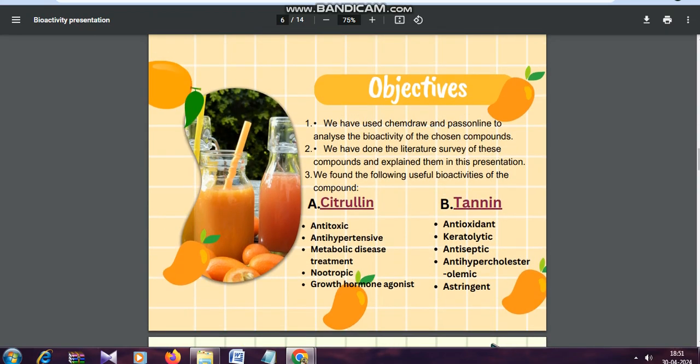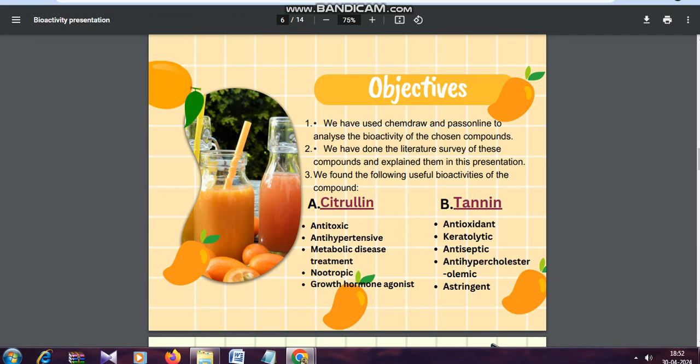So now let's explore the next point, objectives. The objectives of the presentation are: we have used ChemDraw and PASS Online to analyze the bioactivity of the chosen compounds. We have done the literature survey of these compounds and explained them in this presentation.